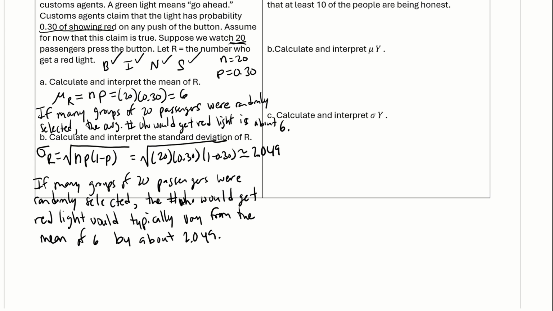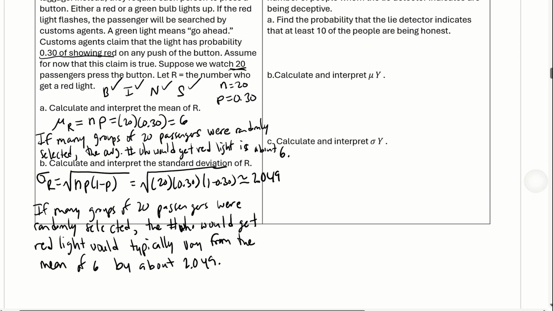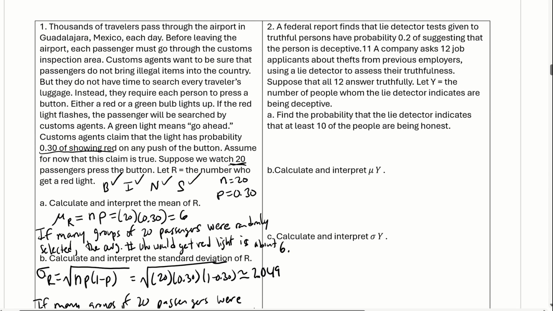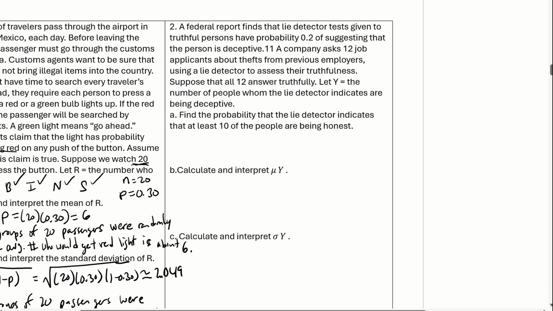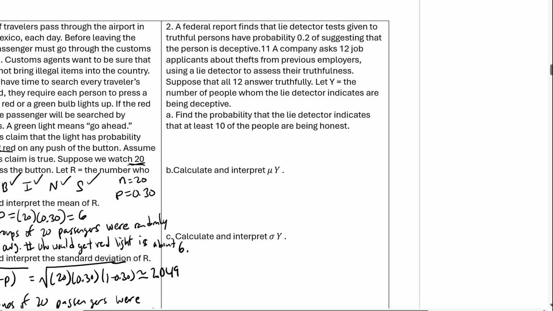Okay. All right, so let's do the same thing for number 2. A federal report finds that lie detector tests given to truthful persons have a probability of 0.2 of suggesting that the person is deceptive. A company asked 12 job applicants about deaths from previous employers using a lie detector to assess their truthfulness. Suppose that all 12 answer truthfully. Let y equal the number of people whom the lie detector indicates are being deceptive. Find the probability that the lie detector indicates that at least 10 of the people are being honest.